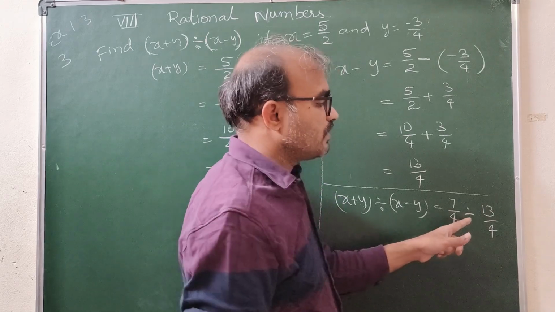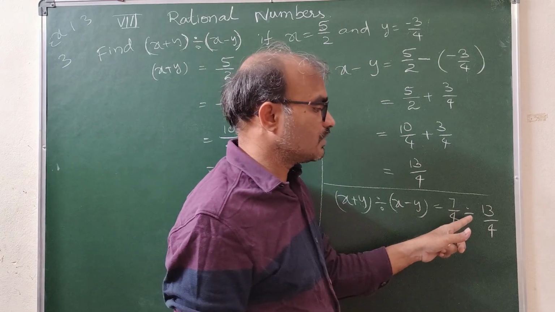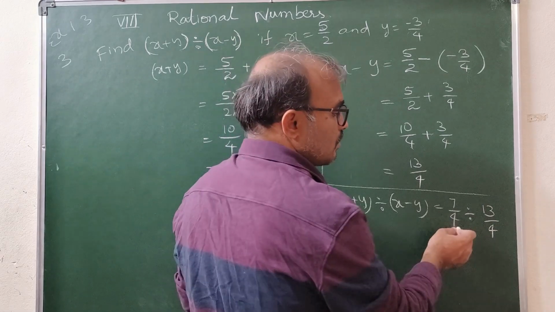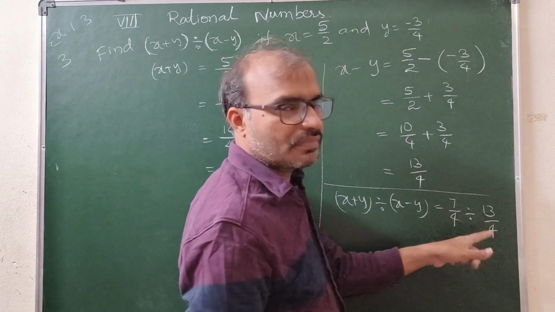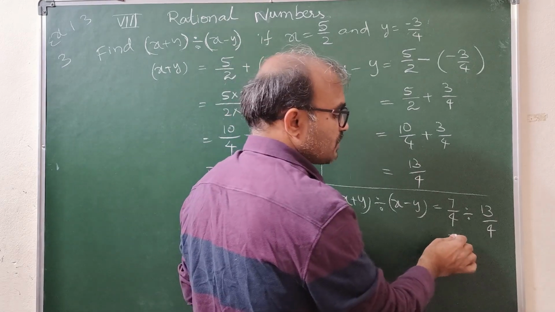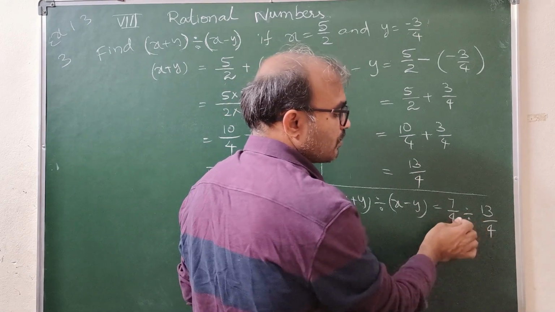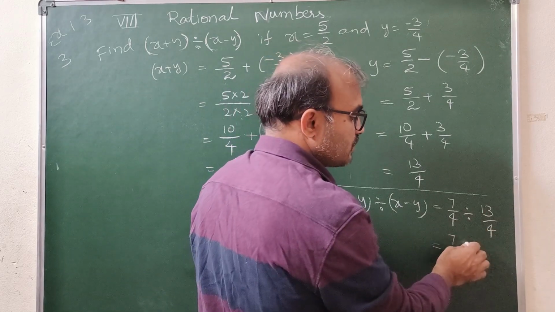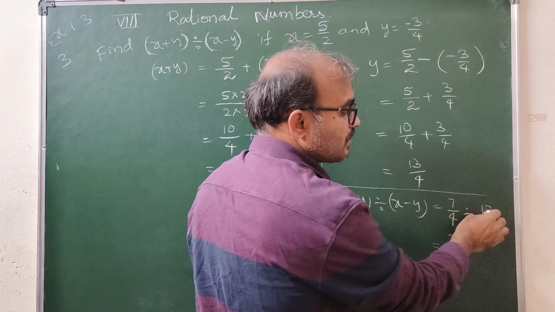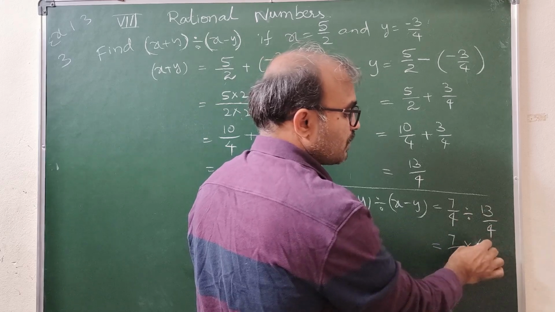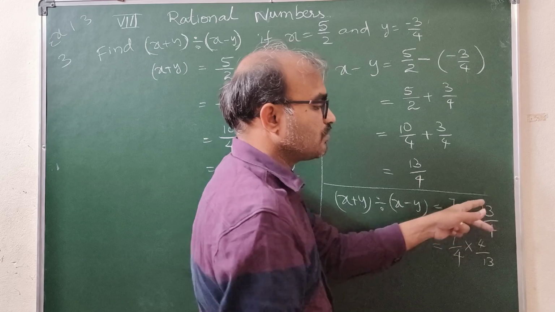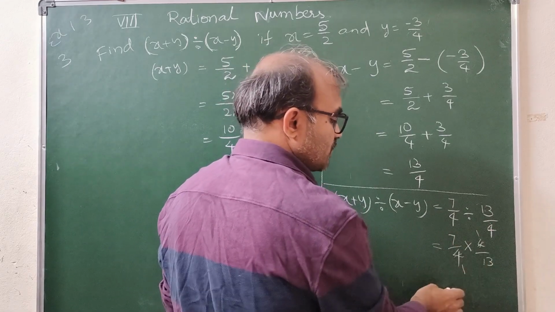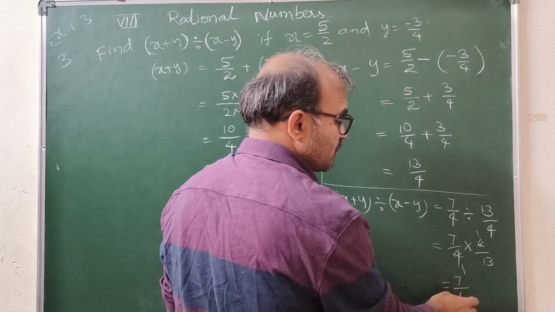You have learnt in 7th class itself that dividing by a number, whether it is a fraction or a whole number, is the same as multiplying by its reciprocal. So the first number, before the division symbol, you should not change; write it as it is. Make the division into multiplication, and write the reciprocal of 13 by 4, which is 4 by 13. Now the 4 ones 4 get cancelled, and what remains is 7 by 13.